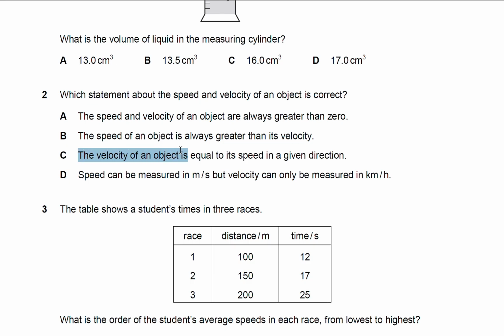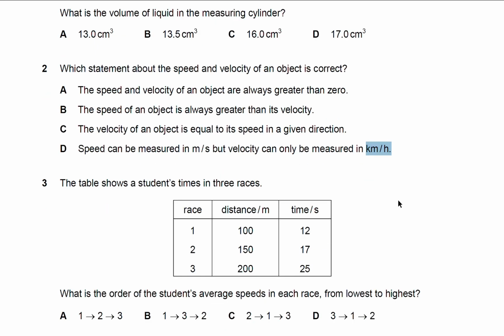The velocity of an object is equal to its speed in a given direction. So that's basically the velocity definition. So which is right? The correct option is C. And why is D wrong? The speed can be measured in meters per second, but the velocity can only be measured in kilometer per hour. Not true. Velocity can also be measured in meter per second. So it's obviously C is the right answer.